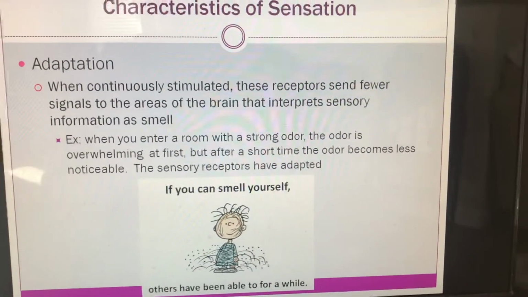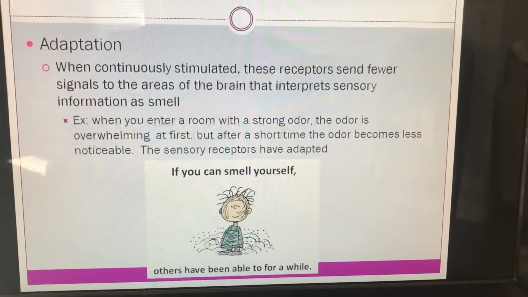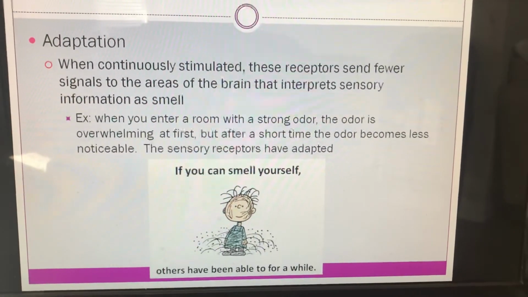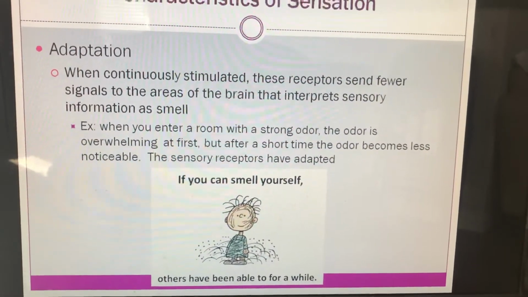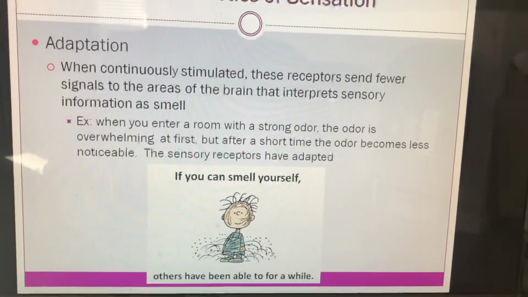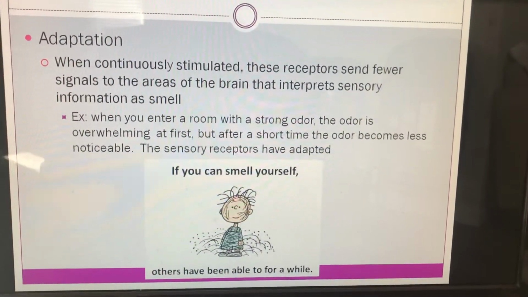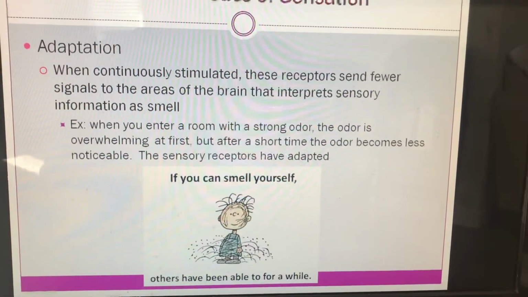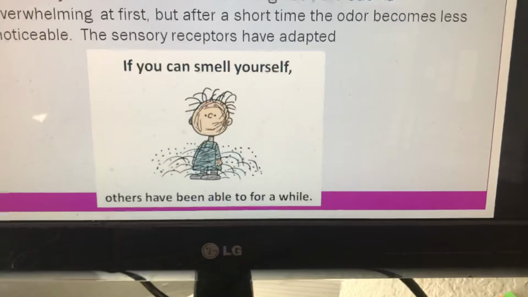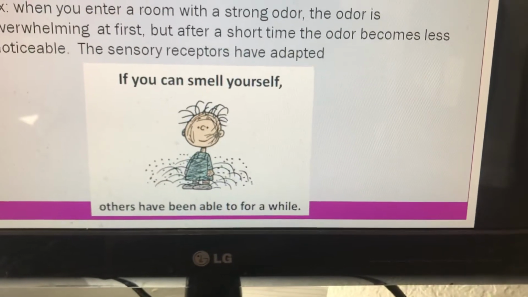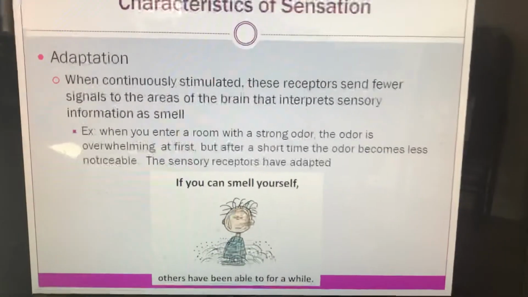Adaptation. When continuously stimulated, these receptors send fewer signals to the areas of the brain that interpret sensory information such as smell. For example, when you go into a room with a strong odor, the odor is overwhelming at first, but after a short time, the odor becomes less notable. So the sensory receptors have adapted. And there's a little cartoon there. If you can smell yourself, others have been able to for a while, because your sensory receptors have adapted to that smell.